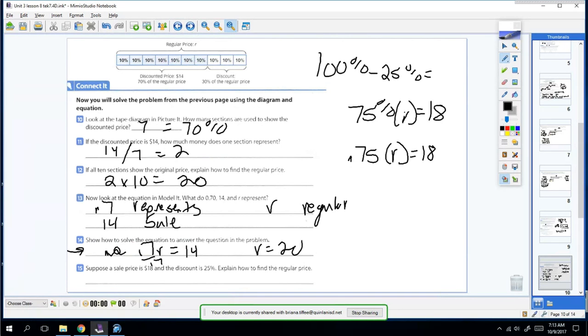So then you're going to divide 0.75 into both sides. You get R on this side. 0.75 goes into 18 24 times. So now my new regular price is 24. But again, see how this equation works? It's not hard to set it up. You subtract from 100%, and then you'll get your new percentage, change it to a decimal, and then divide.